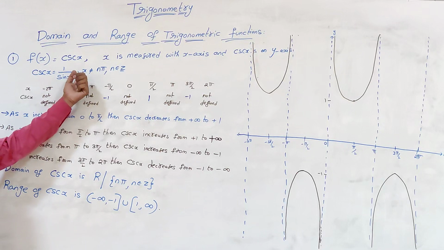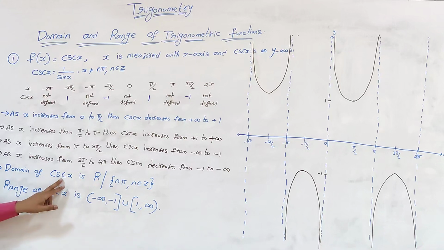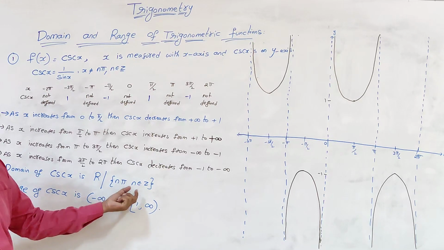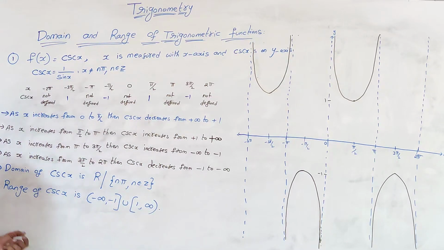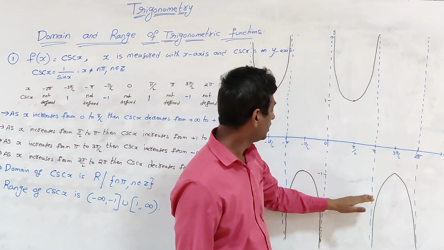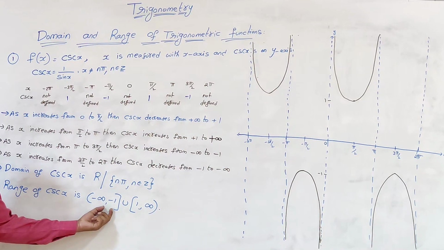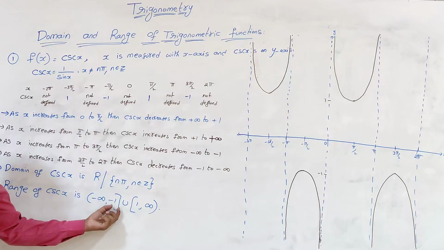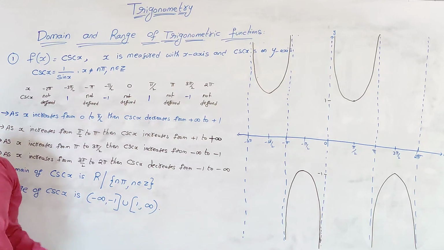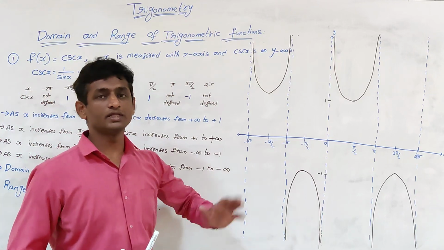And what is the domain of this cosecant x? As we have seen, it is defined for all values of x except multiples of pi. That is, domain of cosecant x is R, all real numbers except n times pi where n belongs to Z. And the range of cosecant x means we can have the values above 1 or below minus 1. That is, half open minus infinity comma minus 1, union half closed 1 comma infinity. So these are the domains and ranges of 6 trigonometric functions including their graphs.